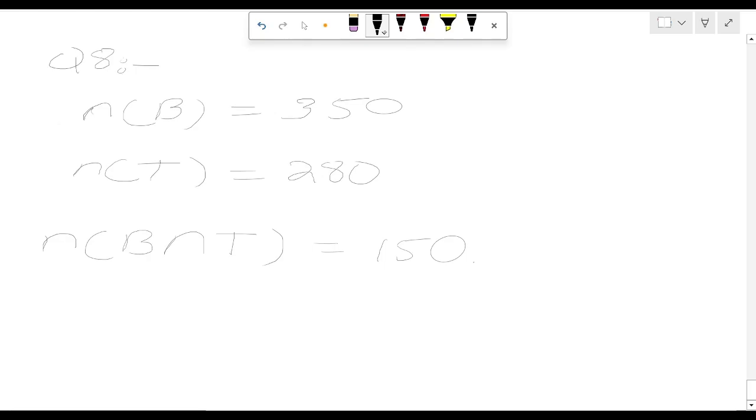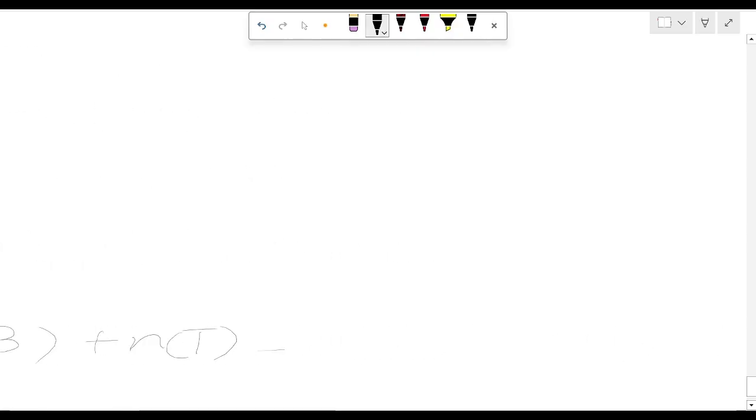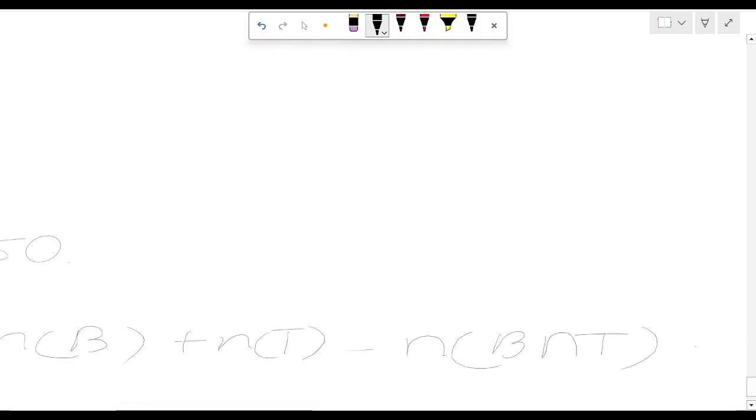Okay, so we need to find the union, how many students play all the sports. So which formula will we use? We will use the first formula, which is n of B union T is equal to n of B plus n of T subtracted from n of B intersection T.